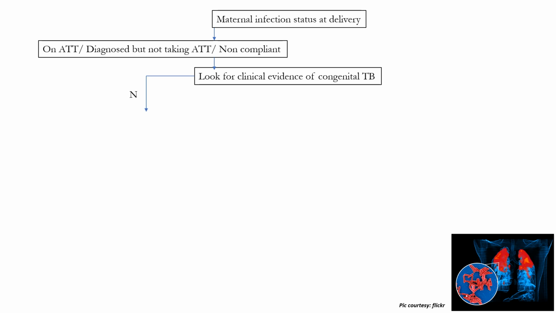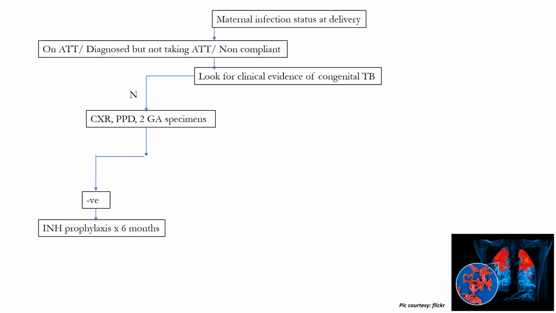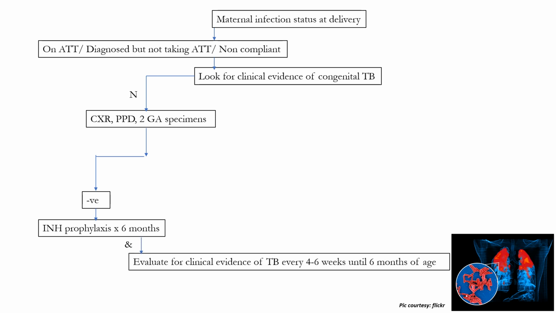And in case there is no clinical evidence, we perform these investigations: a chest X-ray, a Mantoux test, and 2 specimens of gastric aspirate. And if these are negative, then in that case we give INH prophylaxis for 6 months of duration and simultaneously evaluate for clinical evidence of tuberculosis every 4 to 6 weeks until 6 months of age.